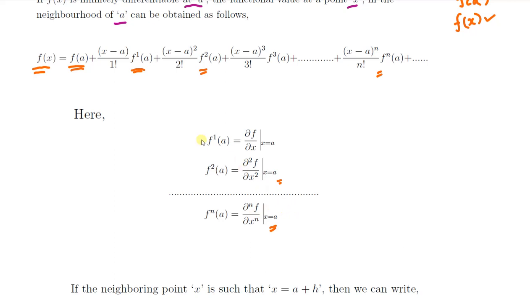Now, this form may not be familiar to you. If the neighboring point x is such that x is equal to a plus h, what will be the form of this equation? The neighboring point, a plus h minus a, will become h. a plus h minus a all squared becomes h squared. a plus h minus a all cubed means h cubed.